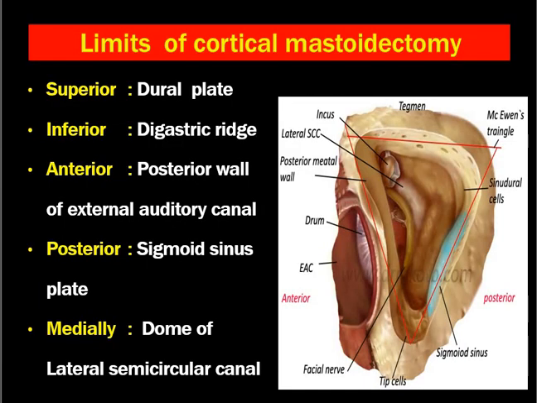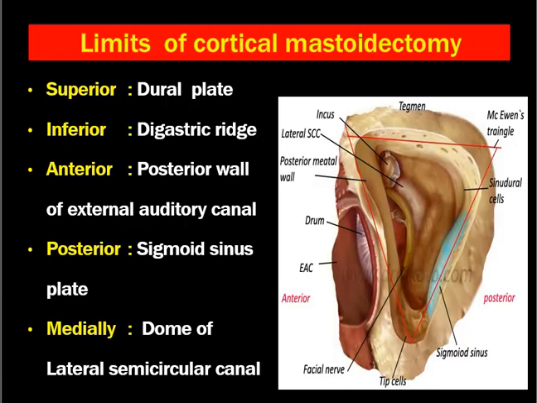The limits: superiorly is the dural plate. You can see the dural plate here. Basically, tegmen tympani is a thin bony plate that separates the middle cranial fossa from the mastoid antrum. Inferiorly lies the digastric ridge here. The digastric muscle attaches from here. Anteriorly lies the posterior wall of the external auditory canal. This is the posterior wall of the external auditory canal, which is kept intact. So this is the canal wall up technique. Posteriorly lies the sigmoid sinus plate, already told. This is a bluish plate, and medially there is the dome of the lateral semicircular canal, which is the surgical floor of cortical mastoid surgery or the mastoid antrum.